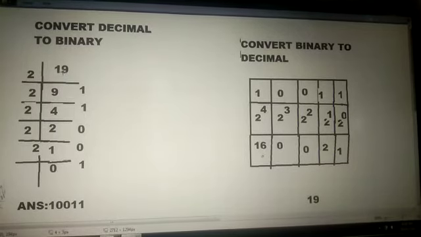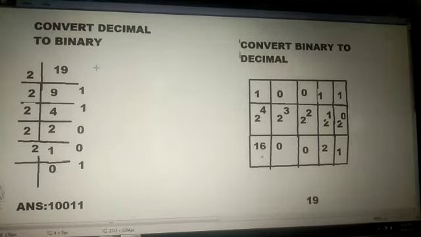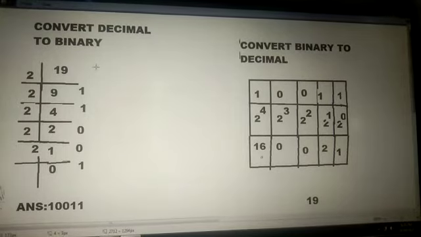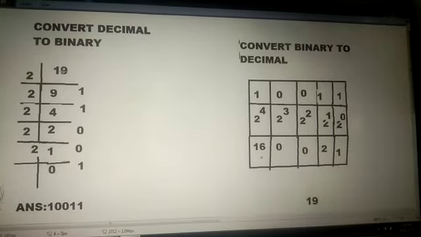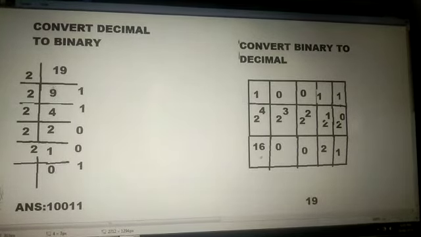So you read the table of 2. 2 ones are 2, 2 twos are 4, 2 threes are 6, 2 fours are 8, 2 fives are 10, 2 sixes are 12, 2 sevens are 14, 2 eights are 16, 2 nines are 18. So 9, that is the quotient, I have written here. 2 nines are 18, so what is the remainder I got? 1. That's why I have written the 1 here. Clear?